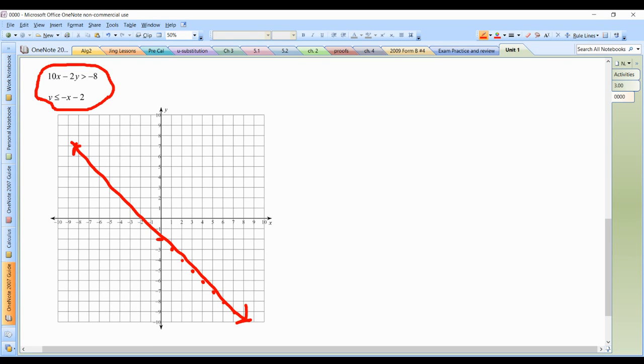Okay, the first inequality they gave us is going to be a little bit tougher because it says 10x minus 2y is greater than negative 8. So first of all, because it says greater than, but not greater than or equal to, that means it's not a solid line. So when we do make our line, it's going to be dotted.